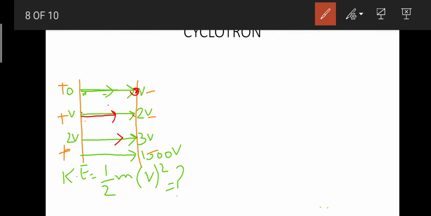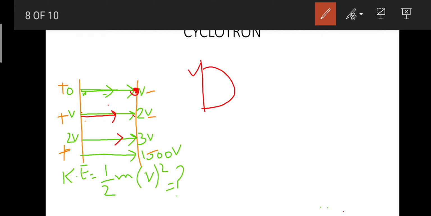So how can we bring the charged particle again and again into this electric field? To get this, we now require the magnetic field. Basically, the magnetic force would result in moving that charged particle at this particular point back into the electric field. Why? Because of the magnetic field we are going to get a curved path.